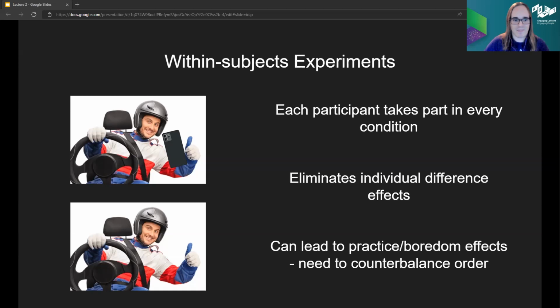I also wanted to say that practice and boredom effects can be mitigated in within subjects design by counterbalancing the order in which participants experience those conditions. So for half of my participants in a within subjects design, I would have them do the control condition first and then the texting condition. For the other half, I would have them do the texting condition first and then the control condition.